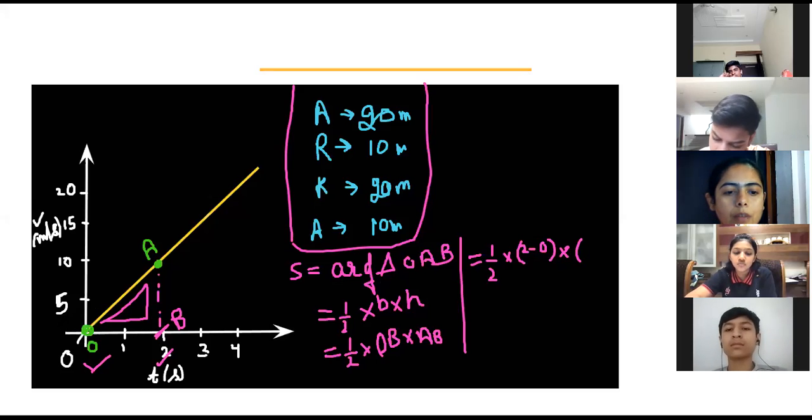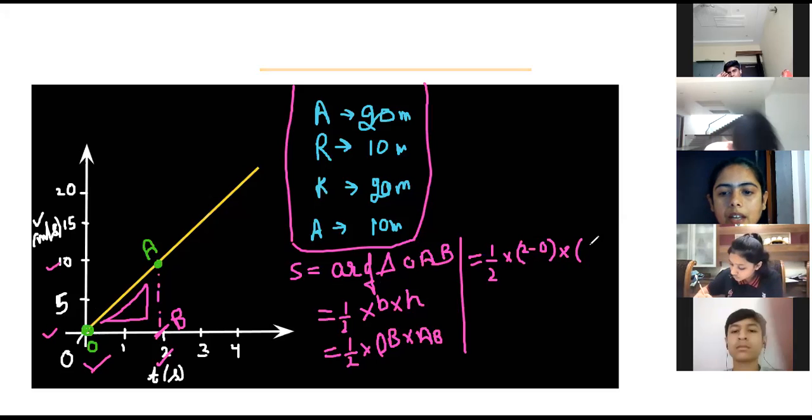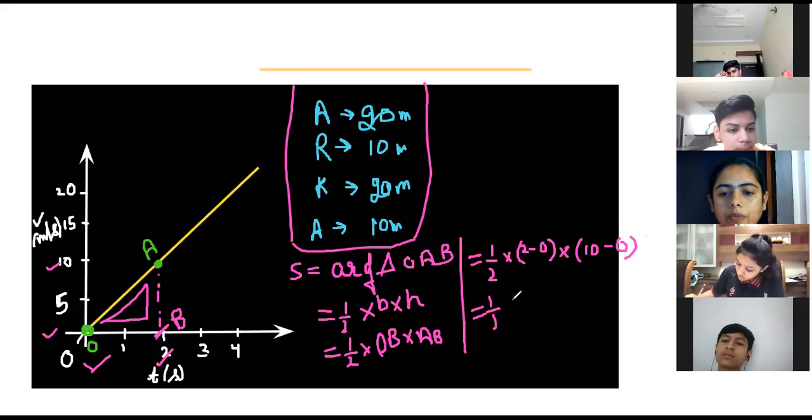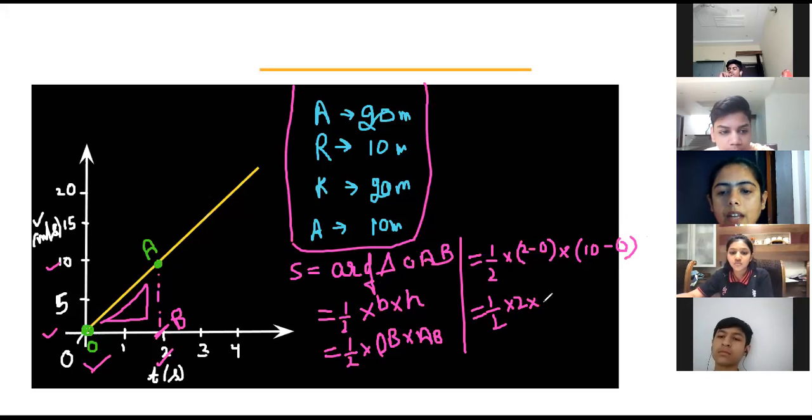AB goes from 0 till 10, so it is 10 minus 0. Okay, so 1 over 2, 2 minus 0 is 2, 10 minus 0 is 10. So 2 cancelled. Answer is 10 meter.